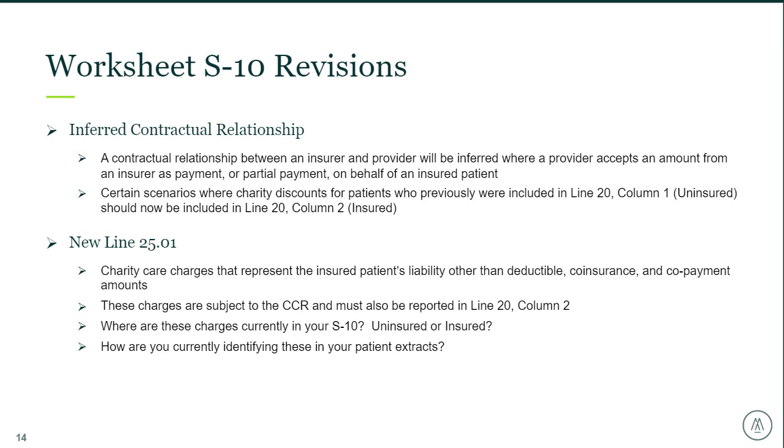There are now 3 different scenarios of non-covered write-offs and where they should be captured on S10. First, you have your Medicaid non-covered, and that's still reported on line 20, column 1. Your non-covered non-Medicaid will now be reported on this new line 25.01, and that also will be included in line 20, column 2. And then you have your Medicaid exhausted or length of stay limit charges, and those are reported on line 25 and also included in line 20, column 2. So hospitals will just need to make sure that they can capture all of this data properly.